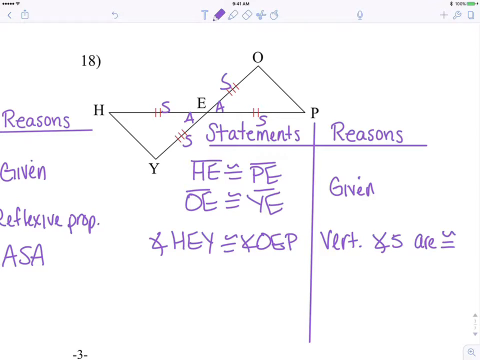So now that I have three pairs of congruent parts in the order side, angle, side, I can go ahead and say the two triangles are congruent. So triangle HEY is congruent to triangle OEP by side, angle, side.